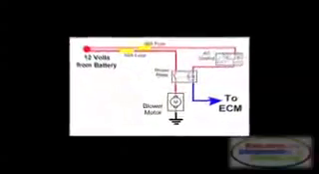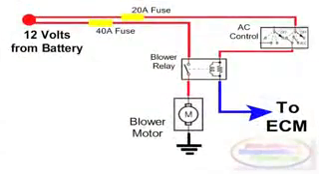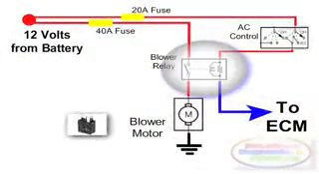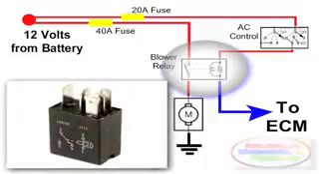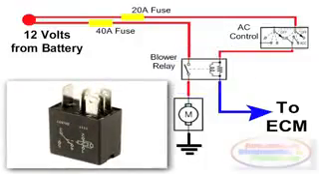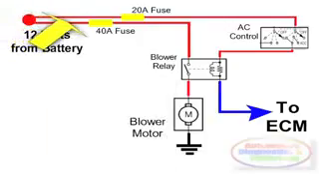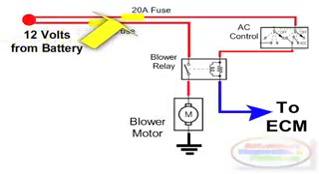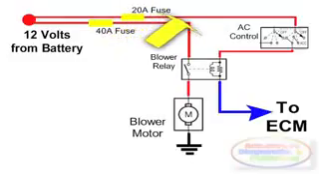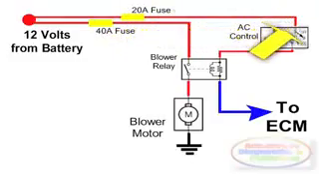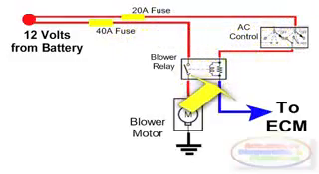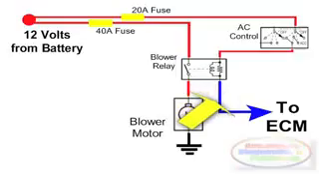Type 1 connection. The condenser fan is triggered by a relay. This relay is activated from the AC controller button and the ECM. In this diagram, the relay is connected to 12-volt power through a fuse. The relay coil is tied to power through the HVAC control knob. The other side of the relay coil is tied to the ECM, which gives it a ground.